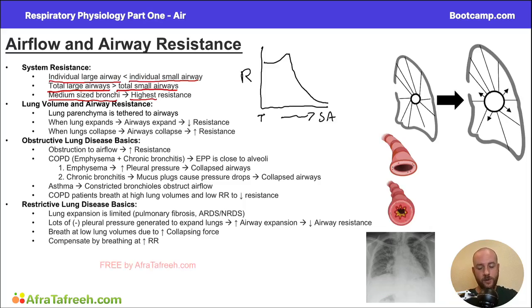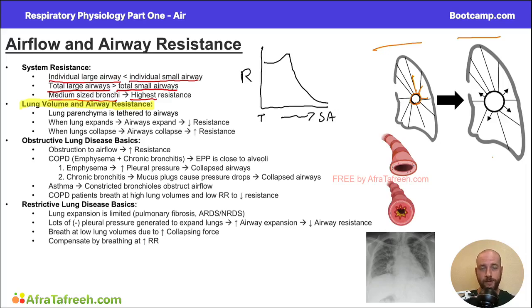Alright, and now let's go over lung volume and how it relates to airway resistance. One of the concepts here is that we have all of these airways going through the lungs, but between the airways, we have something called lung parenchyma that is attached to the airways. So if we take a look at these two diagrams over here, the airways are represented by this airway in the middle, and these lines radiating out from the airway represent the lung parenchyma that is tethered to the airway.